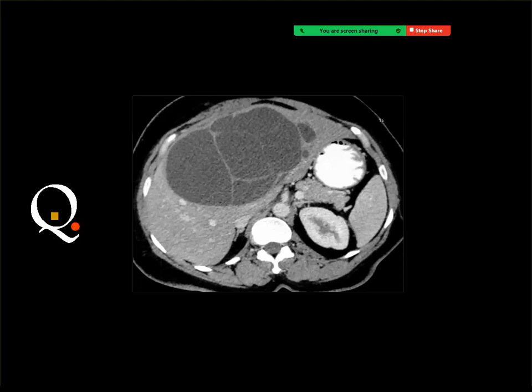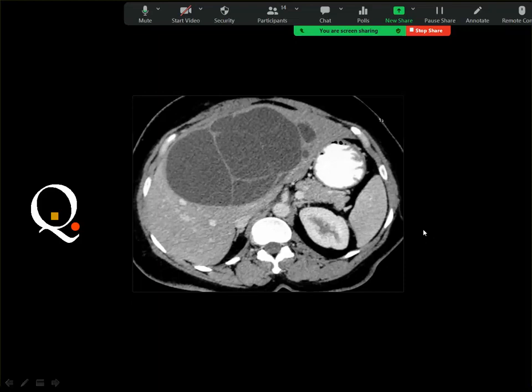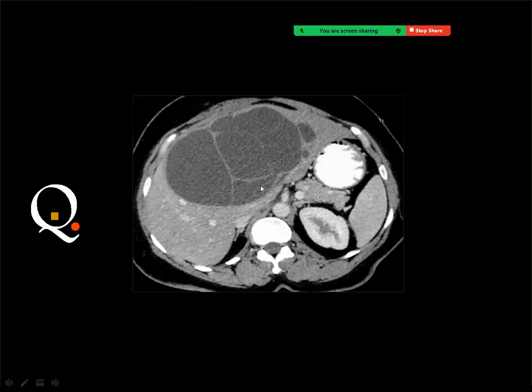Next case is a big cystic lesion in the liver. Hydatid cyst. One of three findings: calcification of the wall, floating shadows, and daughter cysts along the inner wall of the big lesion. But this is a big cyst with internal septations, as you can see.